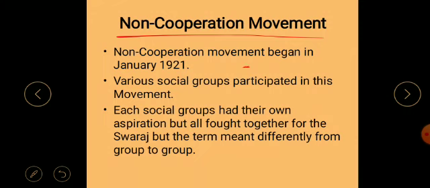This movement started in the year 1921. Various social groups participated in this movement, and each social group had their own aspirations, but all fought together for Swaraj, though the term meant different things from group to group.